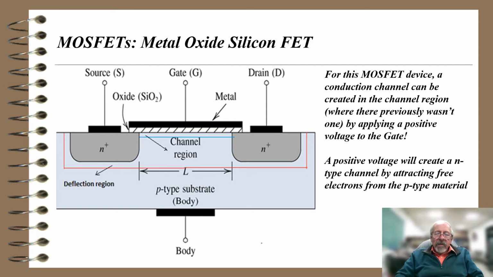So for this MOSFET device, a conduction channel can be created in the channel region, where there previously wasn't one, by applying a positive voltage to the gate. If I apply a positive voltage to the gate, it'll repel the p-type material, and electrons will go in there, and I'll form a channel. So a positive voltage will create an n-type channel by attracting free electrons from the p-type material. And once I have a channel, it turns out I can have conduction. So this would be called an enhancement MOSFET.